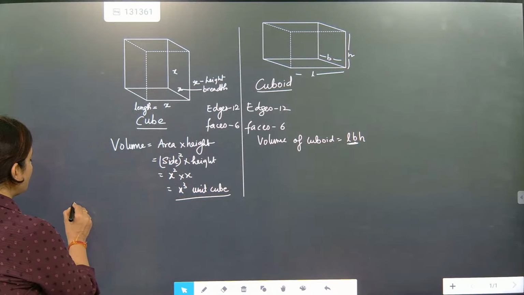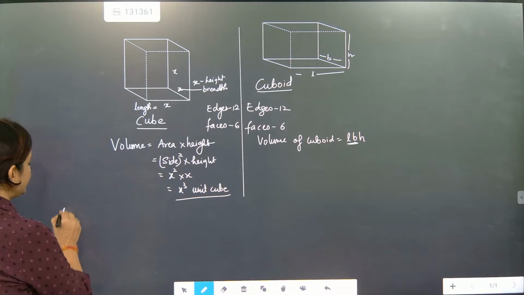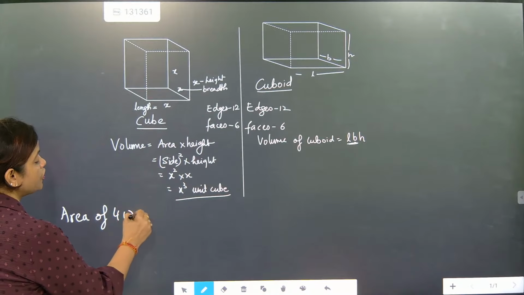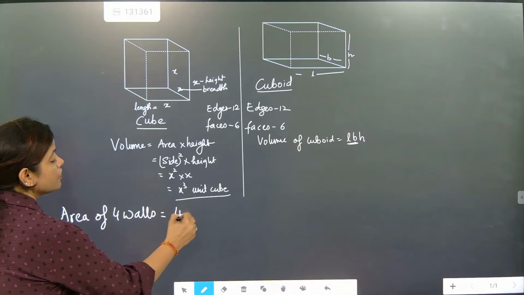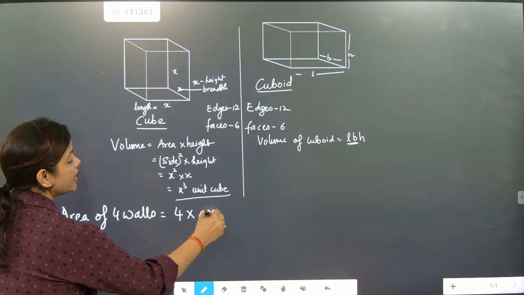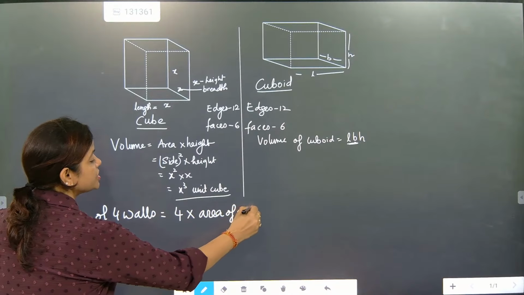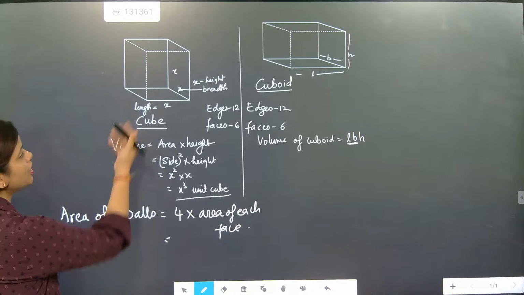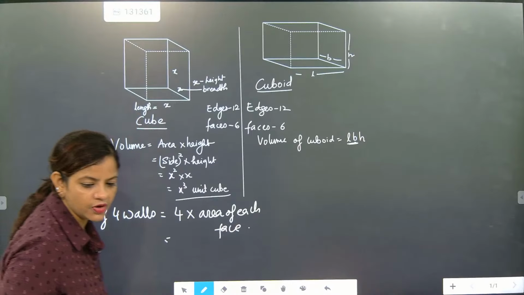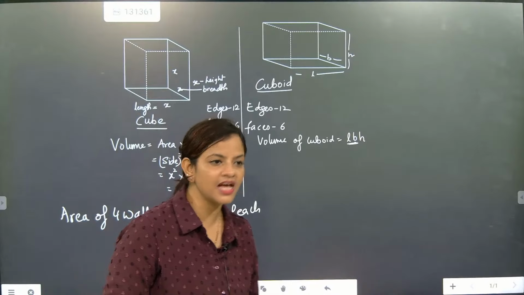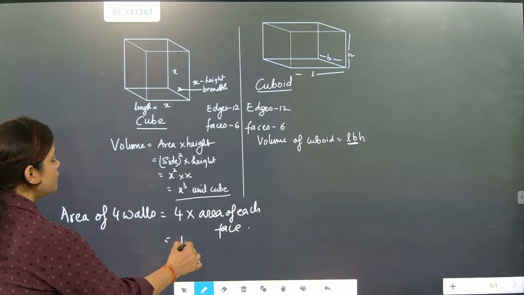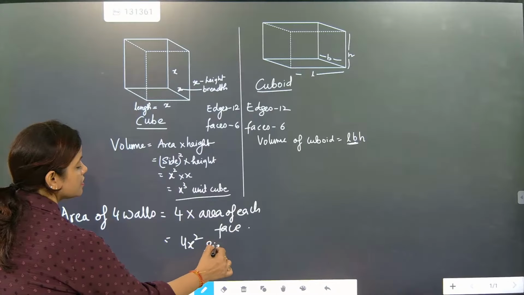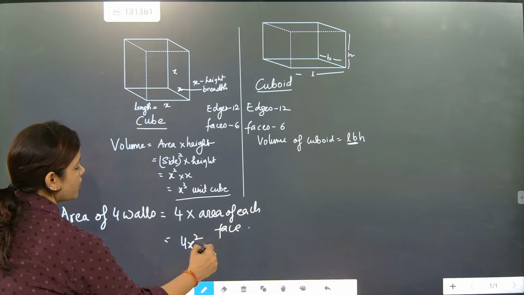So area of four walls, write down, next part. Area of four walls for cube, how are we going to write? 4 into area of each face. Because in a cube all sides are equal, all faces are equal. So it will become 4 into x square, side square unit, square unit.